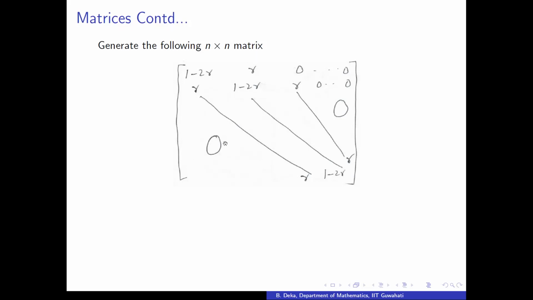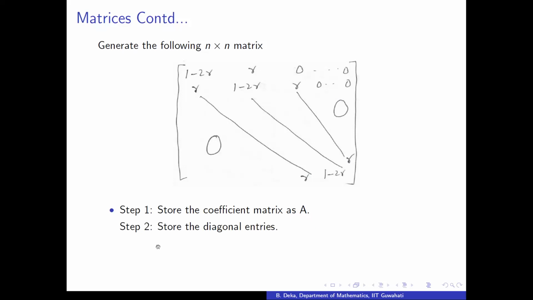Suppose I want to incorporate this matrix through MATLAB. How will I proceed? What should be step 1, step 2, step 4? Can anyone explain? The rows will be defined as 1 minus 2r, r and 0 onwards. Then the second row we have to define like that. So first we store the coefficient matrix as A.